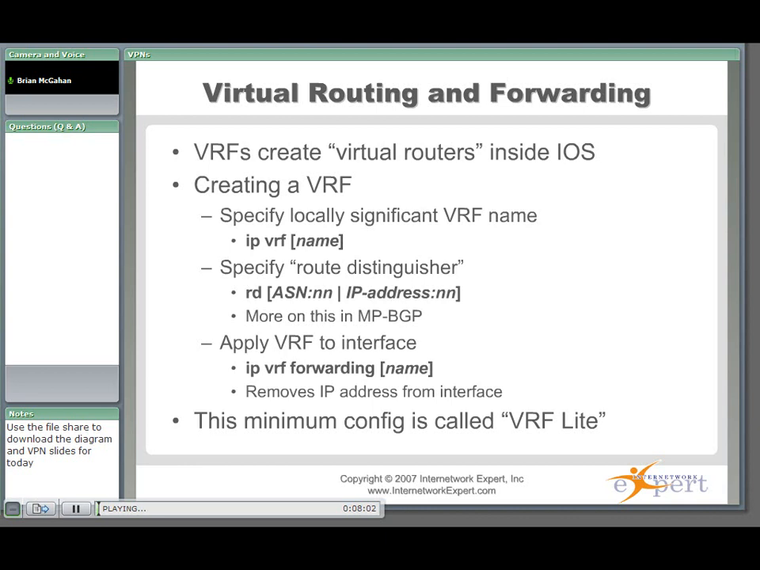Now when you issue this command on the interface, keep in mind that it is going to remove any IP addresses that you have assigned to the interface. In the CCIE lab environment, if you go ahead and apply a VRF to an interface and you didn't know what IP address was there in the first place, that could cause you some problems. So make sure before you apply a VRF to the interface, you look at what the configuration is, so that when you need to reapply the IP address, because it is going to remove it, you know what address was originally there.